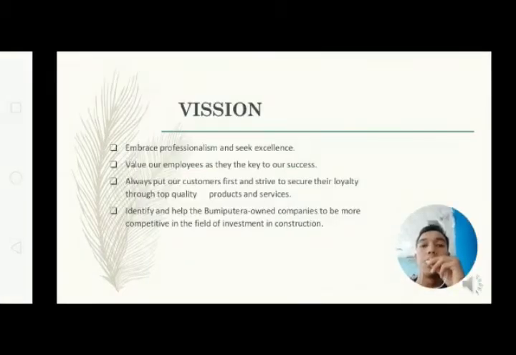Okay, our company mission is first, to embrace professionalism and excellence. Second, value our employees as the key to our success. And third, always put our customers first and strive to secure their loyalty with top quality products and services. And last, identify and help Bumiputera-owned companies to be more competitive in the field of investment in construction.